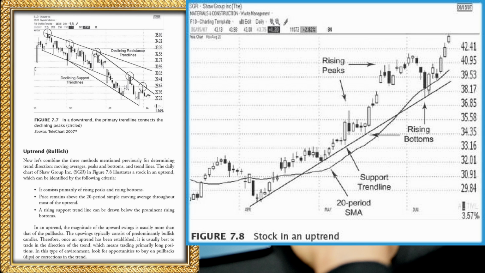In an uptrend, the magnitude of the upward swings is usually more than that of the pullbacks. The upswings typically consist of predominantly bullish candles. Therefore, once an uptrend has been established, it is usually best to trade in the direction of the trend, which means trading primarily long positions. In this type of environment, look for opportunities to buy on pullbacks, dips, or corrections in the trend.